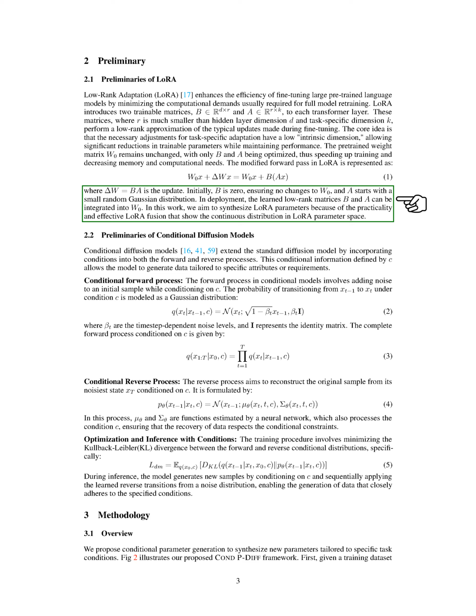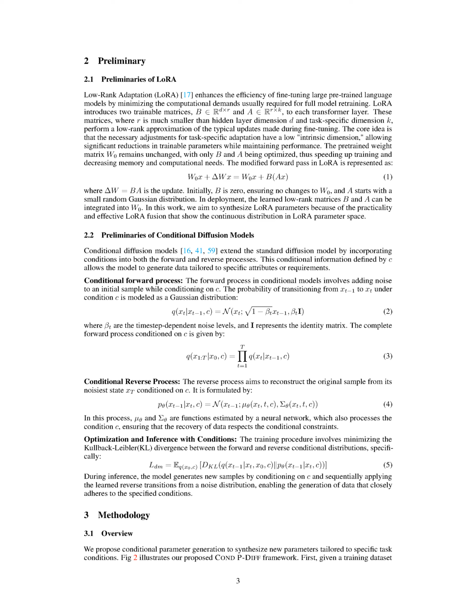In this section, we discuss recent advancements in generative models across AI domains, highlighting their impressive capabilities in image and video generation, as well as in natural language processing. We introduce our method, Conditional Parameter Diffusion, COND P-DIFF, which aims to synthesize high-performance parameters for specific tasks using a conditional latent diffusion model, addressing challenges in parameter generation and demonstrating superior performance compared to conventional optimization methods.